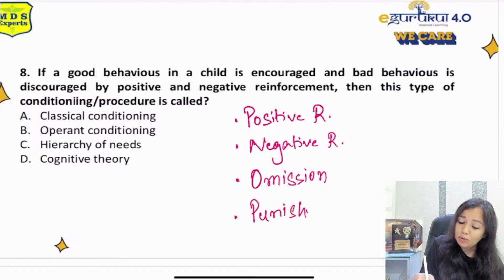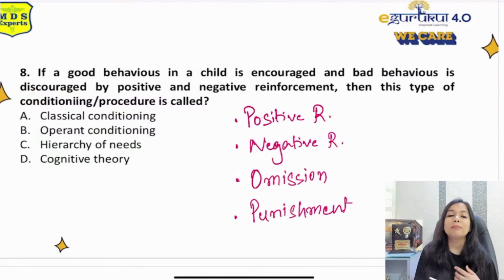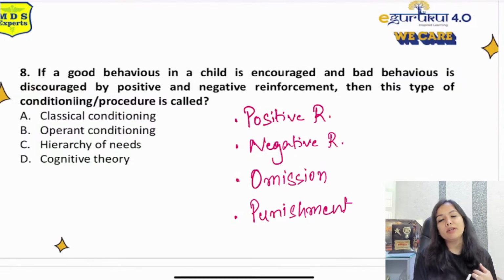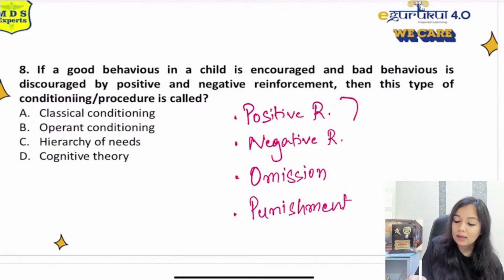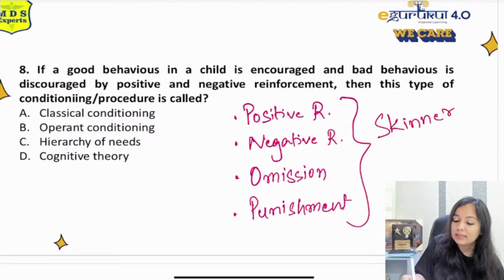There are a lot of students who keep asking me, giving me examples, ma'am, is this omission or is this negative reinforcement? People get confused, and I've explained it a lot of times to all of them. But these four factors were given by Skinner in his theory, which was called the theory of operant conditioning.